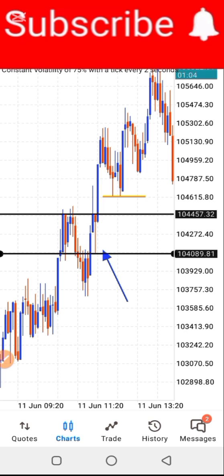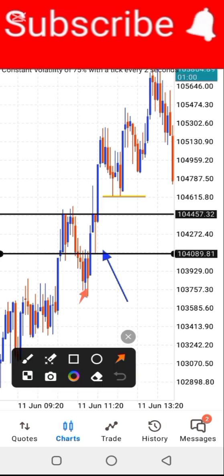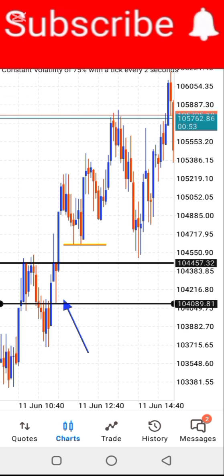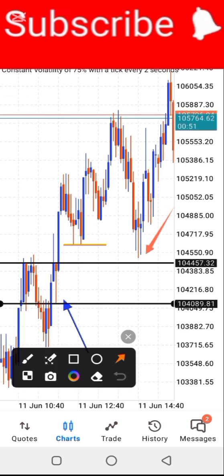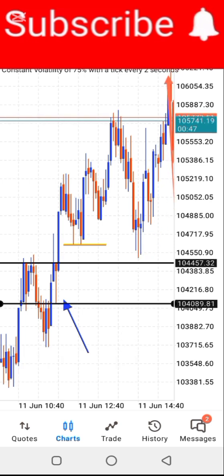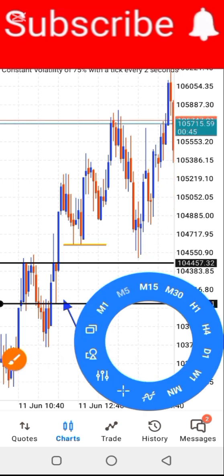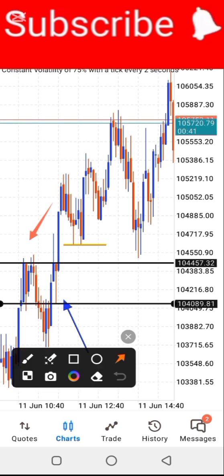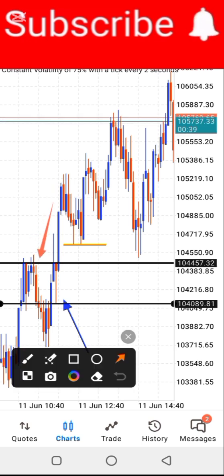So price has to sweep this low that I've marked out in order to get to my zone. Price needs to sweep this low in order to get to my zone. Okay, so you can see price swept the low but almost touched the zone but did not touch it. Then it pushed from there. So I guess price was reacting off of this high right here.